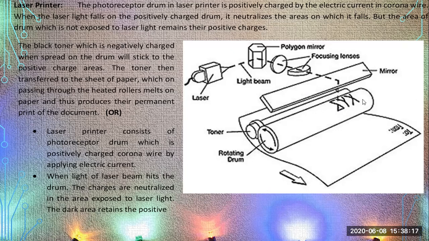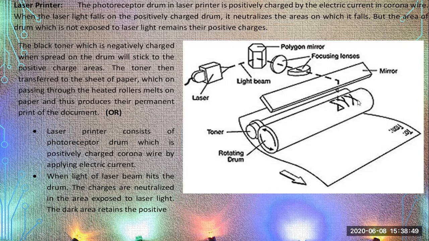These impressions are the shadow of these letters, like XYZ or any other shadow which is found. This is the portion which is positively charged. When the toner is allowed to spread on the surface of the drum, because the other portion of the drum is neutralized, this is the only portion where the shadow will be formed, like letters X, Y, and Z. So the black toner sticks to the positive charges of these letters.